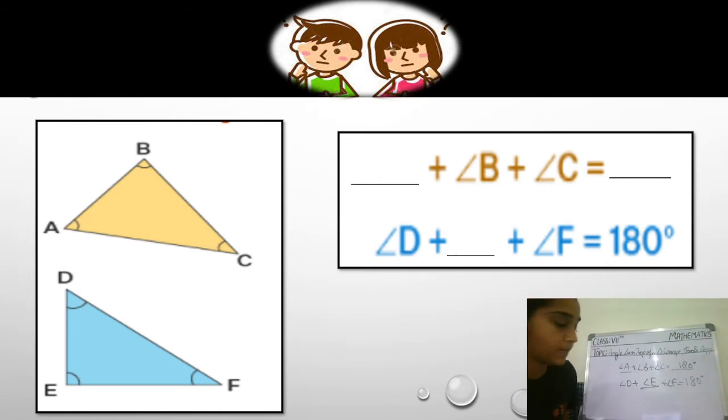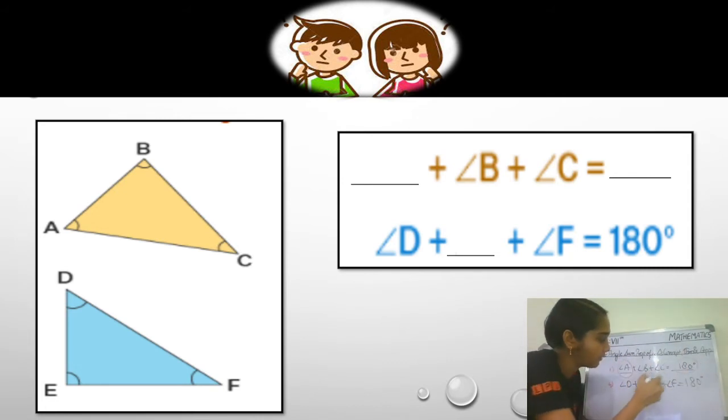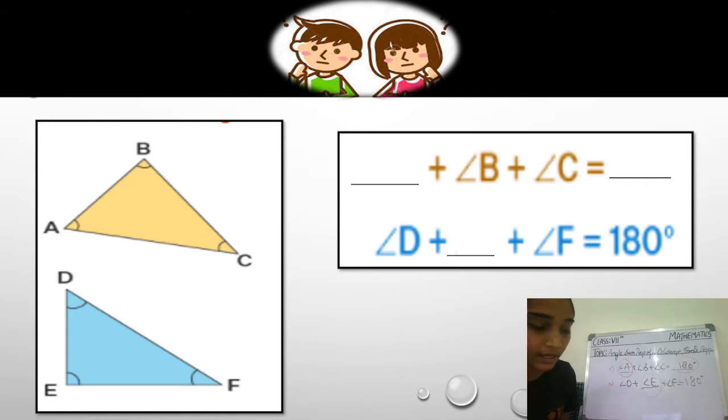So in the blanks, what are we getting? In the first one, it will be angle A, here it will be 180 degrees, and in the second it will be angle E.